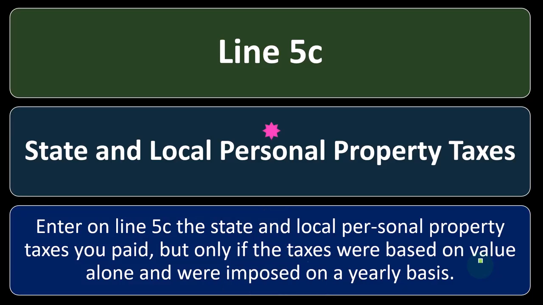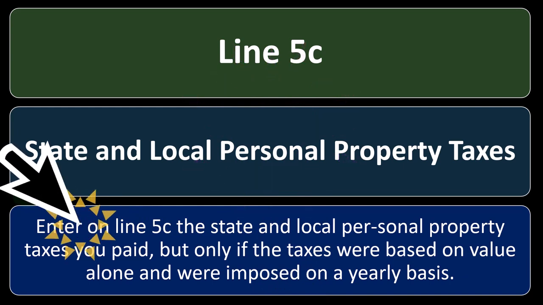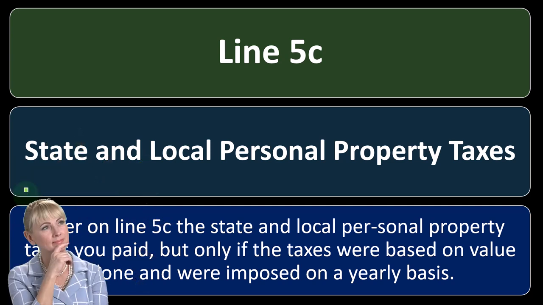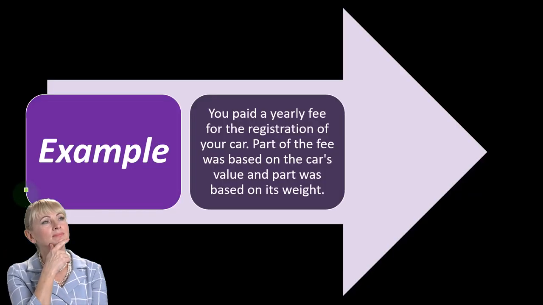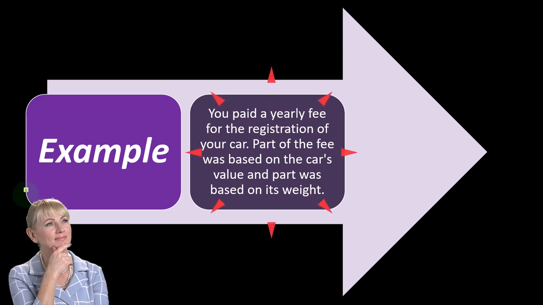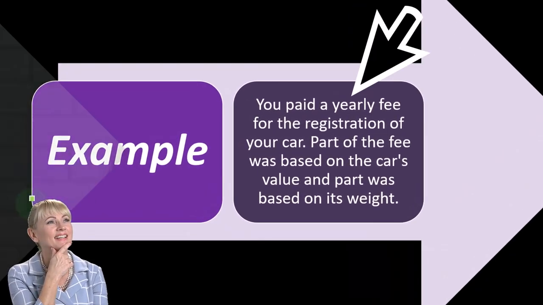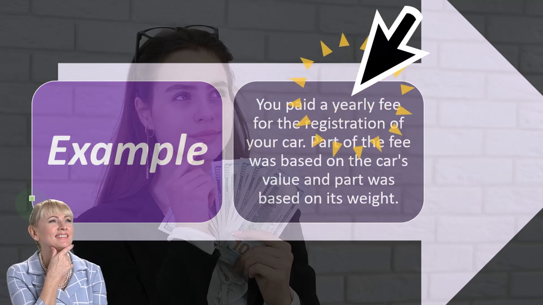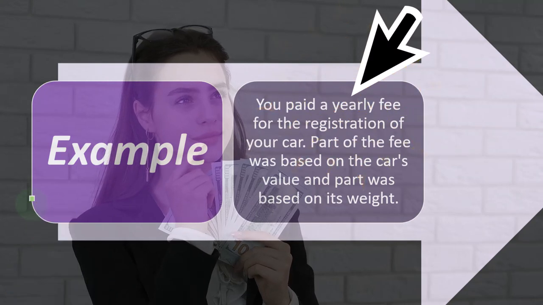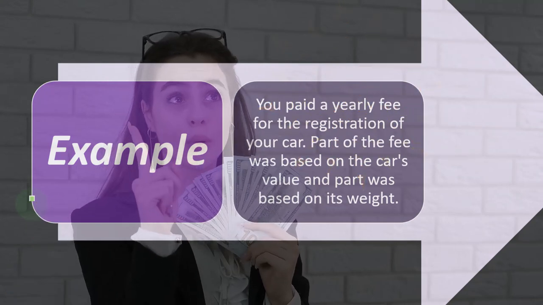So line 5C, state and local personal property taxes. Enter on line 5C the state and local personal property taxes you paid, but only if the taxes were based on the value alone and were imposed on a yearly basis. Example: you paid a yearly fee for the registration of your car. Part of the fee was based on the car's value and part was based on the weight.